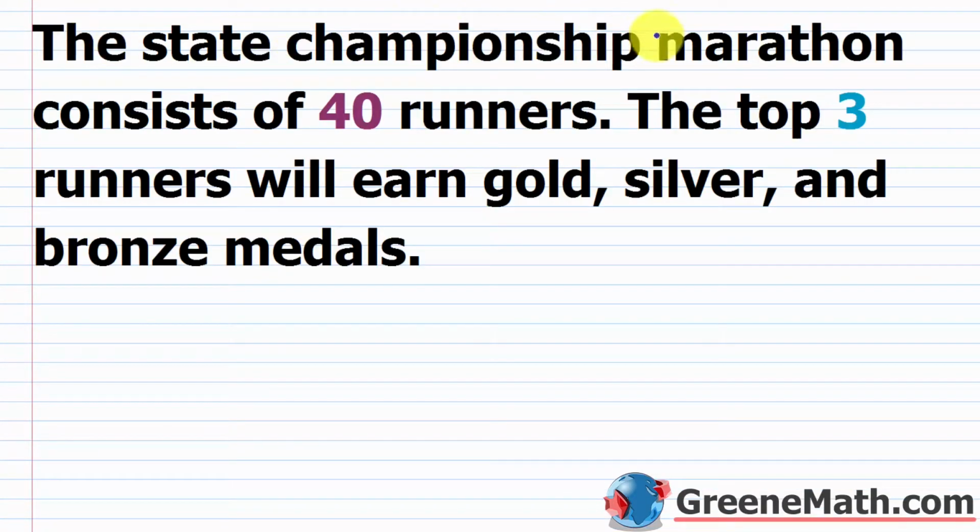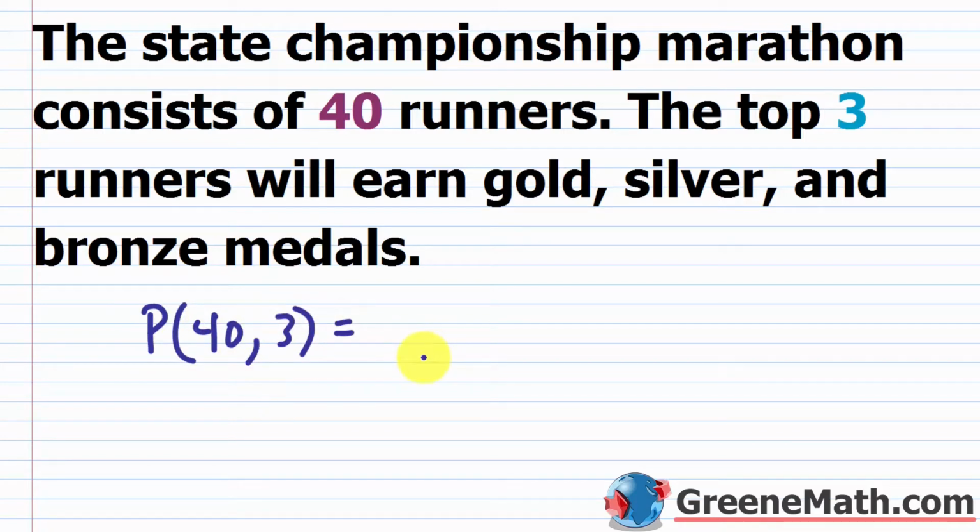So the state championship marathon consists of 40 runners. The top 3 runners will earn gold, silver, and bronze medals. So can we have repetition here? No, right? Because if I finished first, I can't also finish second or third, okay? And then does the order matter? Well, yeah, it definitely matters, right? If I finish in first place, that's a different result than if I finish in second place. In one case, I'm getting gold. In the other case, I'm getting silver. So the order does matter. So I want to use the permutations formula. So I would just use my calculator, or again, you've got this P with this 40, 3, if you want to say it's equal to.